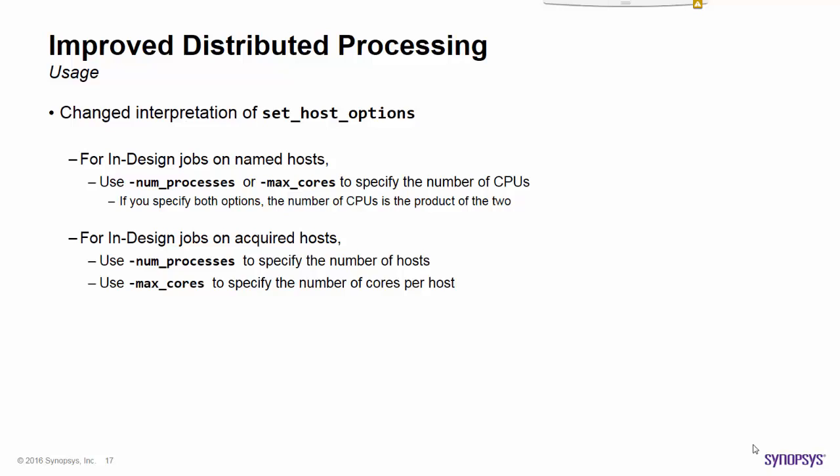When a flow uses acquired hosts using a system such as LSF, the switches are interpreted slightly differently. Please note, num_processes refers to the number of hosts, and max_cores refers to the number of cores per host.